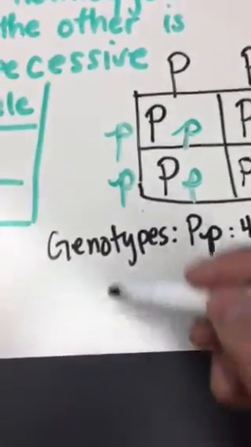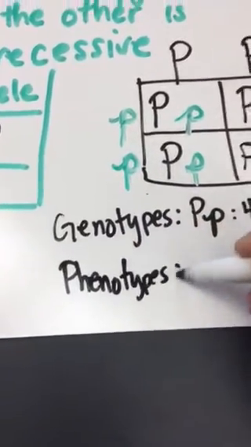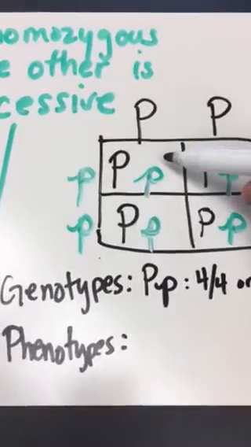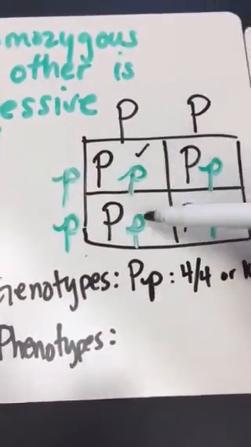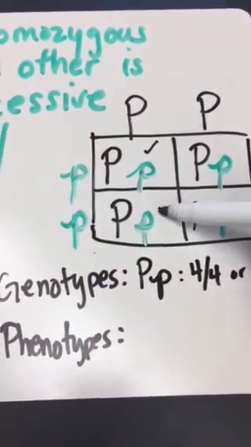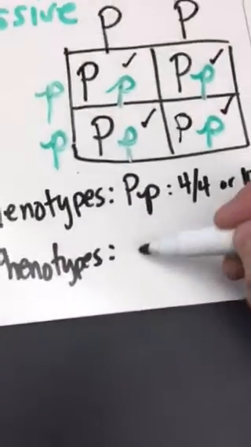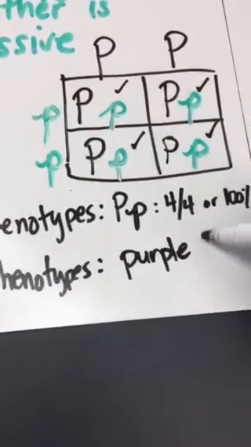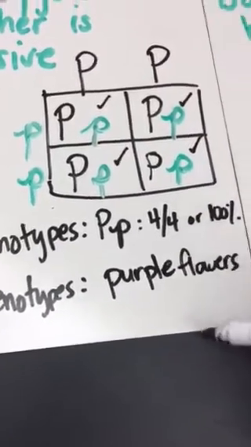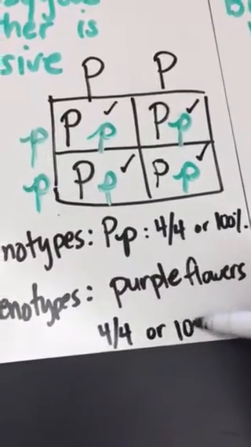Okay? How about the phenotypes? The phenotypes, well, this one would be considered purple, because remember we said as long as it has a capital P, it would be purple. So this is purple. This is also purple because it has a capital letter. This is also purple because it has a capital letter. All of them turn out to be purple. Purple flowers, that's our phenotype, okay? How often did it occur? 4 out of 4 times, or 100% of the time.